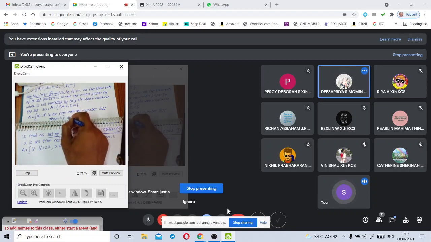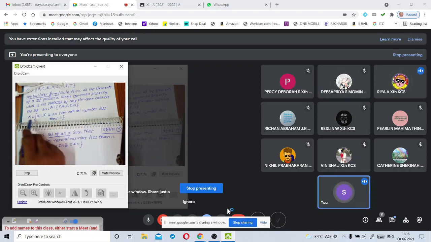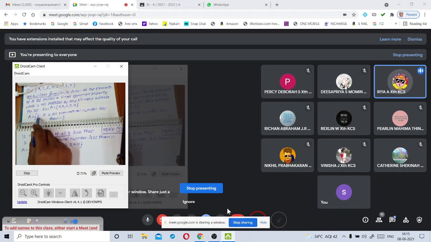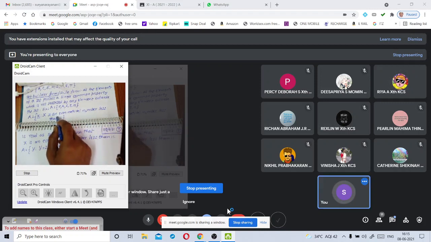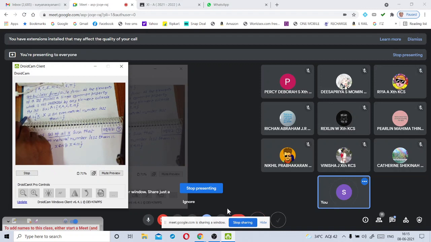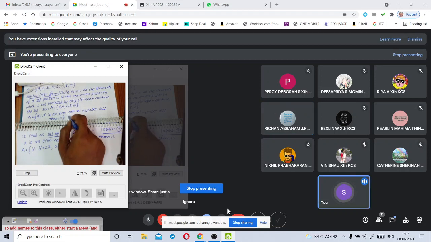Very good. Ria, will you do the same? Yes, sir. A is equal to set of all x such that x is an even natural number less than 11. Very good, Ria. Richan, can you read from this one to this one? Read these two lines. Set A is equal to set of all x such that x is an even natural number less than 11. Very good, my dear Richan.